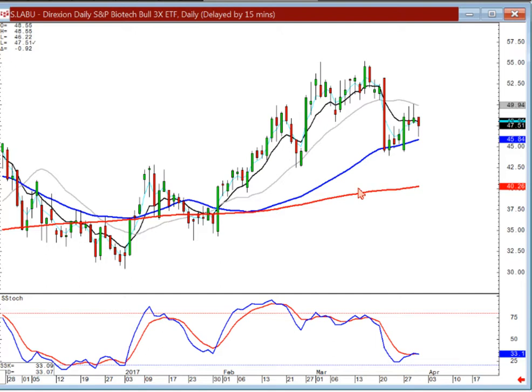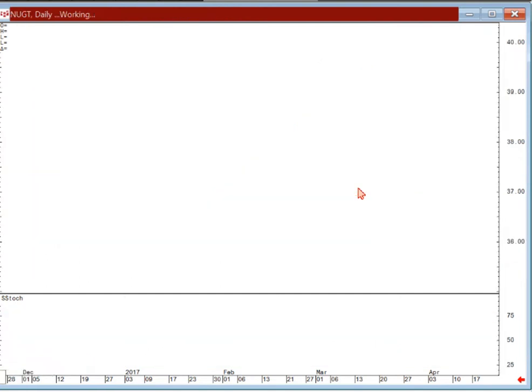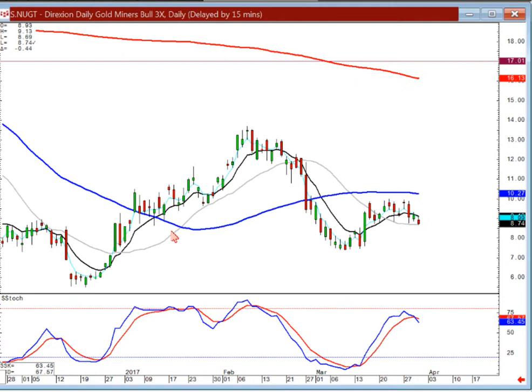Let's see, Nugget, getting soggy. So you can see with it back below the T-line, two things happen when it closed below the T-line. Kind of dispelled the trajectory in this direction, told you things were rolling back over.